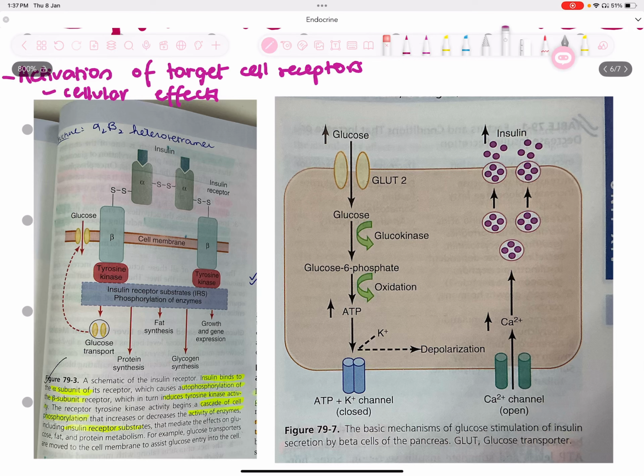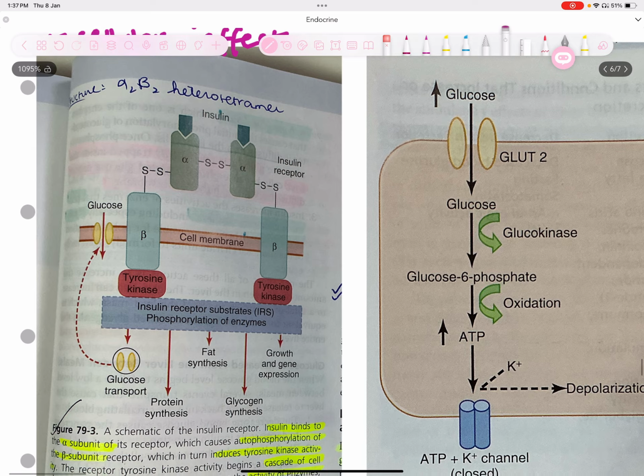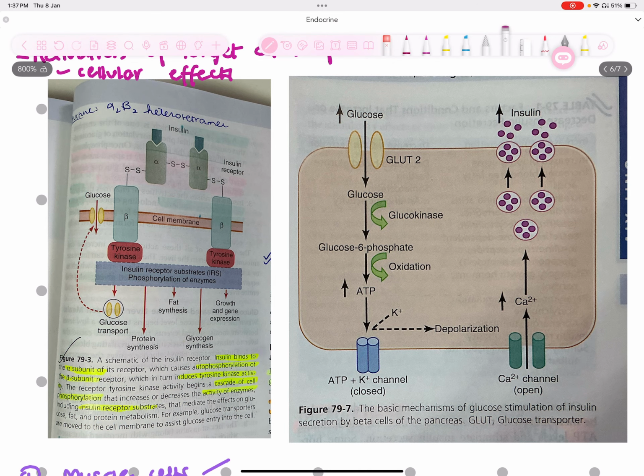Hi everyone, today we're going to talk about activation of target cell receptors by insulin and the resulting cellular effects that occur after that. So first of all, what is the insulin receptor? It is an alpha2 beta2 heterotetramer.